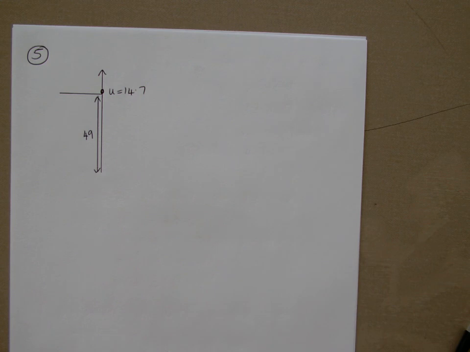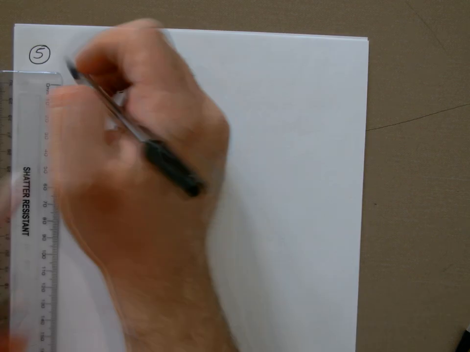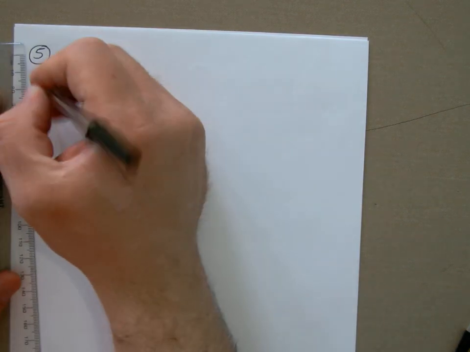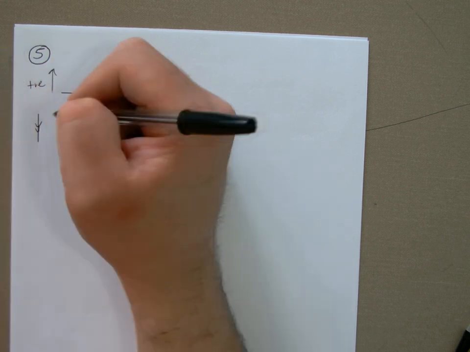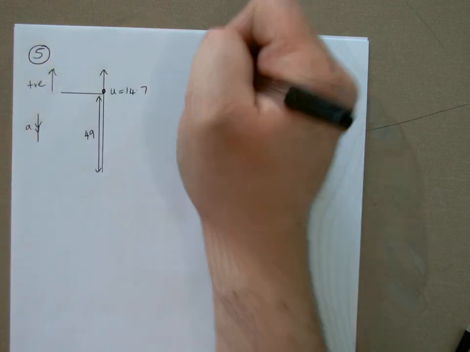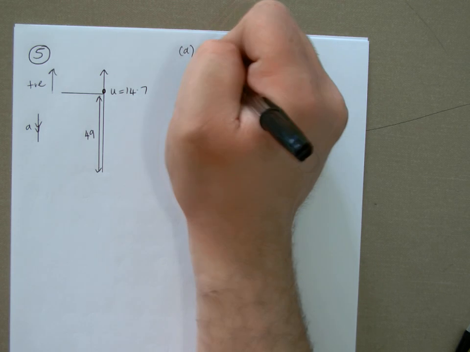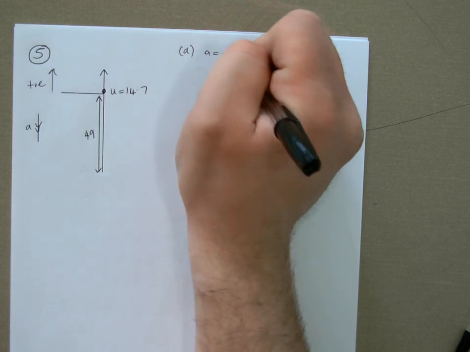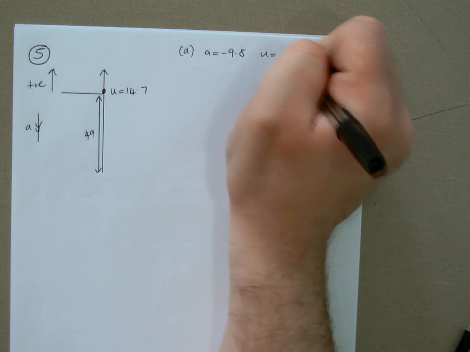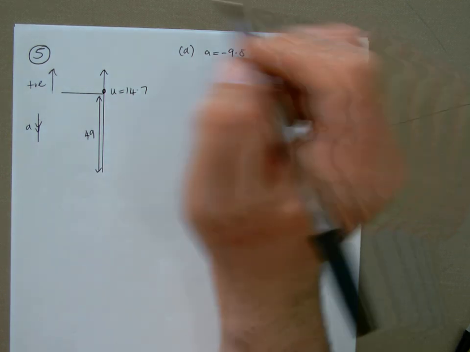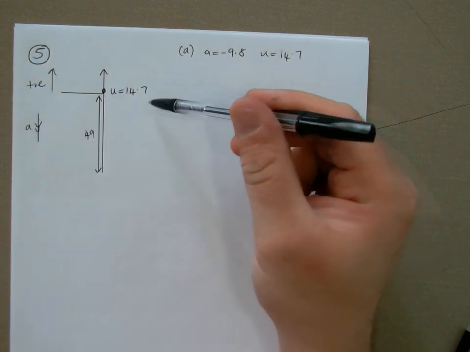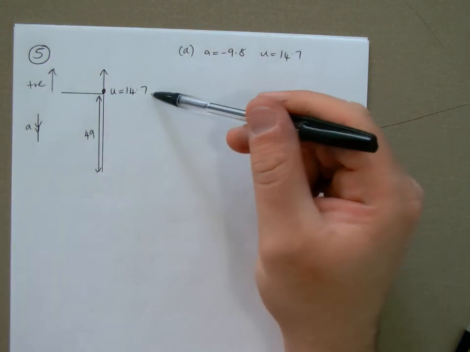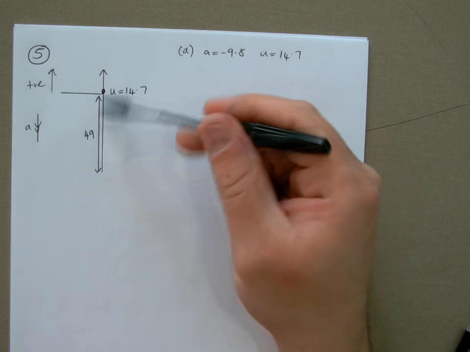Okay, so here we've got a stone thrown vertically upwards with a speed of 14.7, so we'll take upwards as positive. Acceleration then acts downwards, opposing it, so we know now that a is minus 9.8, because we've taken upwards as positive. u is 14.7, and it says that this cliff, or whatever it is, is 49 meters above the ground, so that's why I've written 49 there.